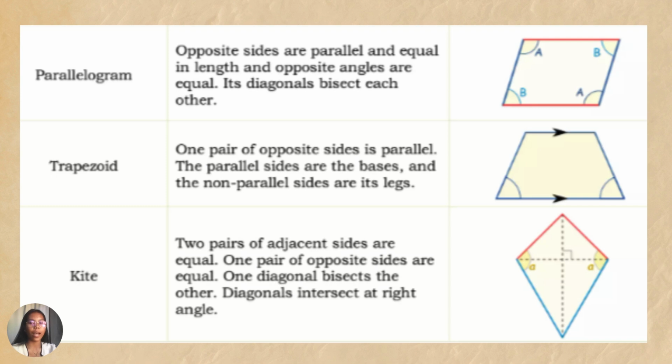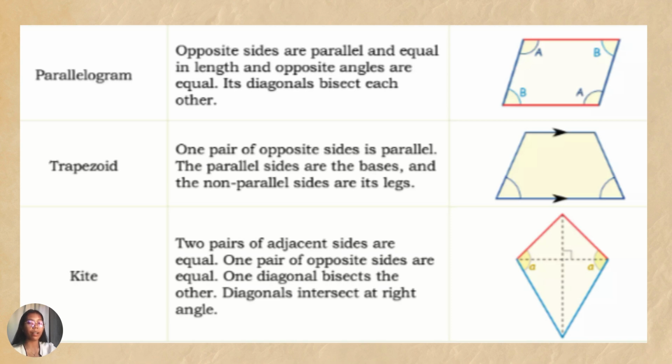So now let's go to the trapezoid. What is a trapezoid? It is a quadrilateral with at least one pair of parallel sides. For example, this is one pair of opposite sides. An example of this is the shape of the handbag. As you can see, the handbag looks like this. So question, why is a trapezoid not a parallelogram?